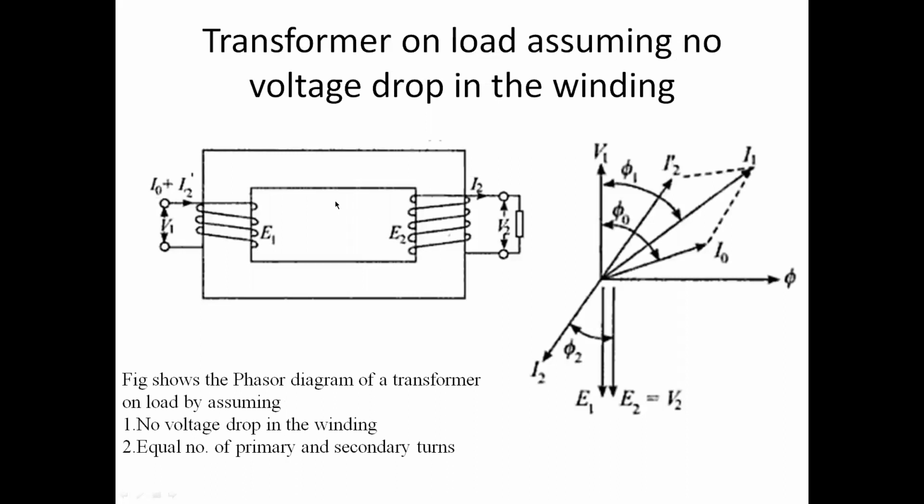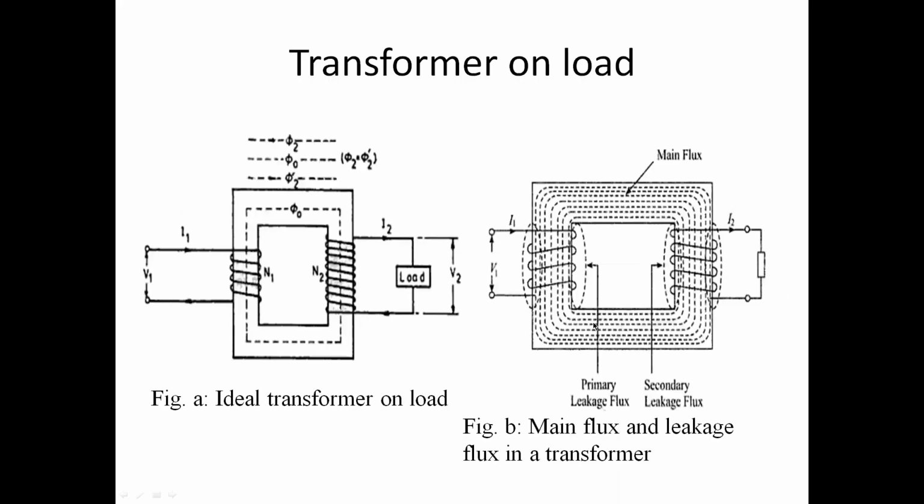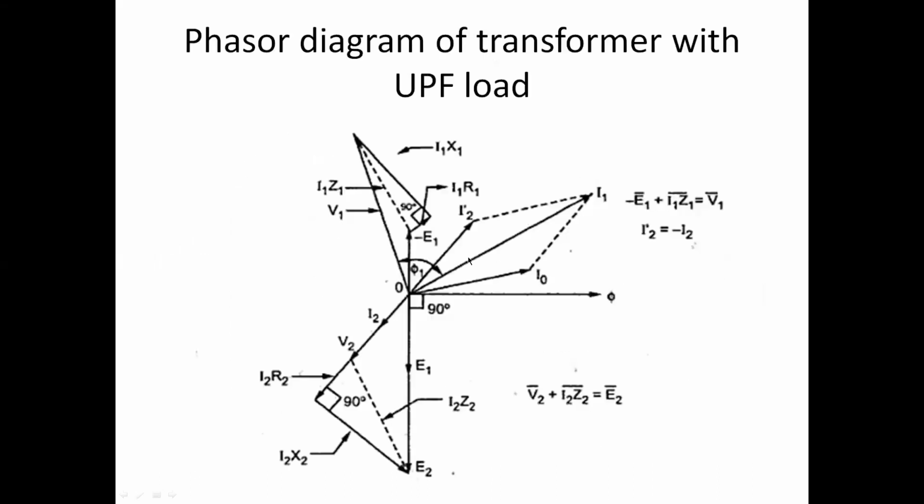Now at load, here we consider no voltage drop in the winding, means impedance of primary and secondary is neglected. Therefore, induced voltage equals terminal voltage. Okay. So this is the diagram which is used in numericals to calculate. Okay. Got it? This is the leakage flux we discussed and your equivalent circuit at load.